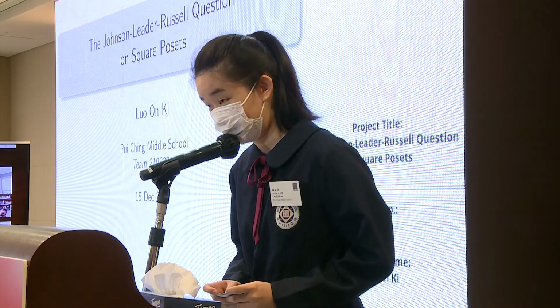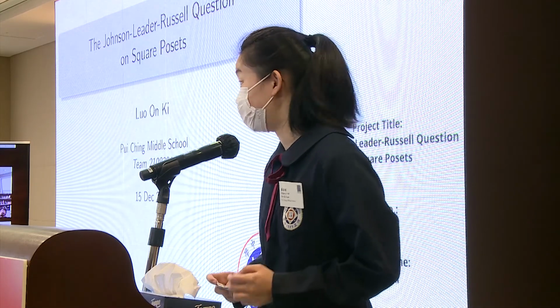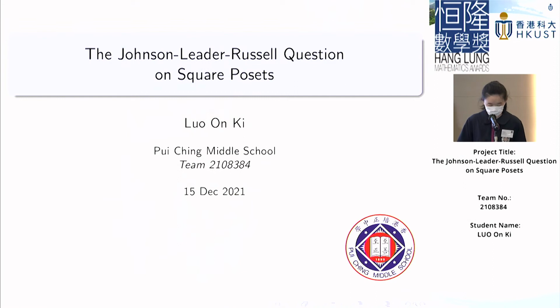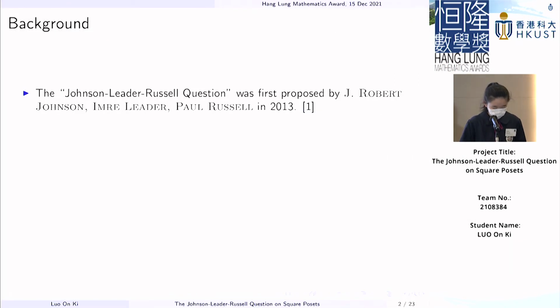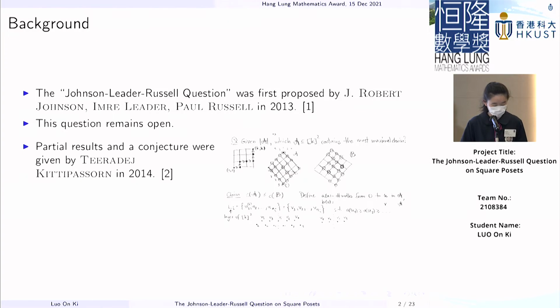I'm Law Key from Ching Middle School, and today I'm honored to be here to present you my investigation on the Johnson-Little-Russell question on square posets. The Johnson-Little-Russell question was first proposed by Johnson, Little, and Russell in 2013, and this question remains open. In 2014, Kittipassorn gave partial results and a conjecture regarding the question, which was stated in an unpublished manuscript.